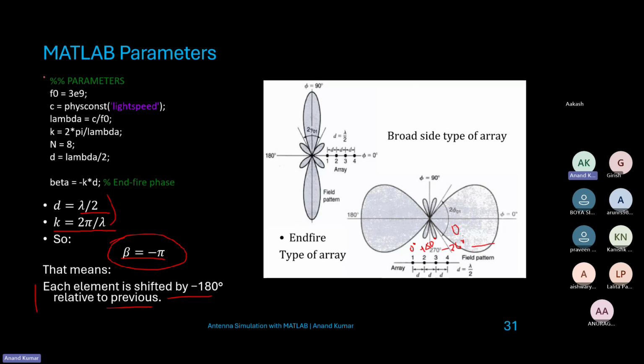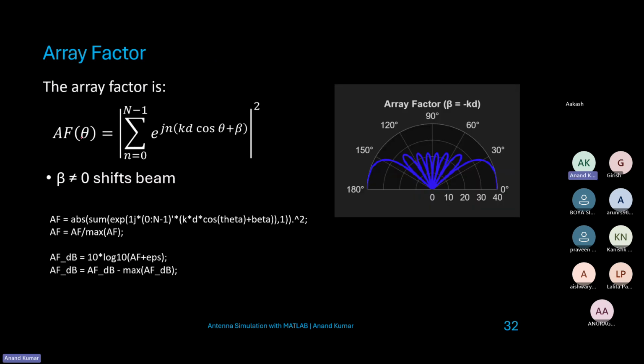Right. So in the script, we again initialize parameters like this, and then beta is defined for end fire as minus k times d, and then the array factor. The previous expression for the array factor was missing, so this is the correct one. The array factor is expressed like this. We are writing this expression in MATLAB like this and normalizing it, and then this is to get the log values. So the array factor for an end fire looks something like this.